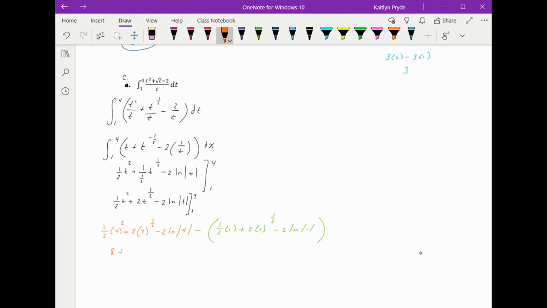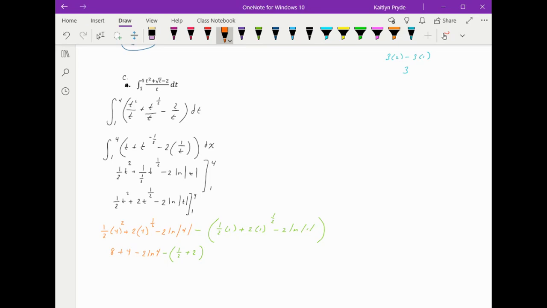That's going to be an 8. This is going to be 2 times 2 is a 4, minus 2 ln. I'm just going to write it as a 4. And then in green here, I have that minus sign. I'm just going to leave it in brackets for now. I have a 1/2 plus a 2. And then the natural log of 1 is just 0. So 2 times 0 is just 0.